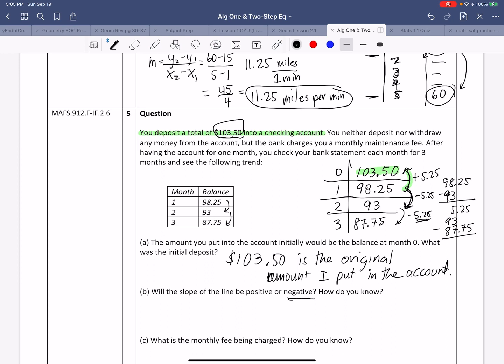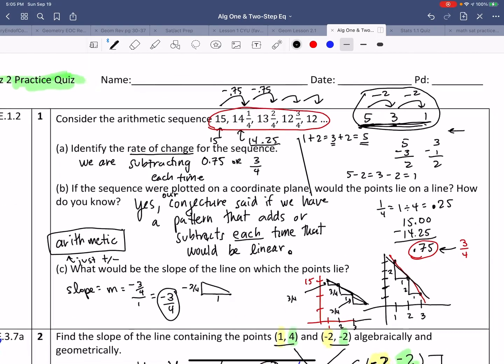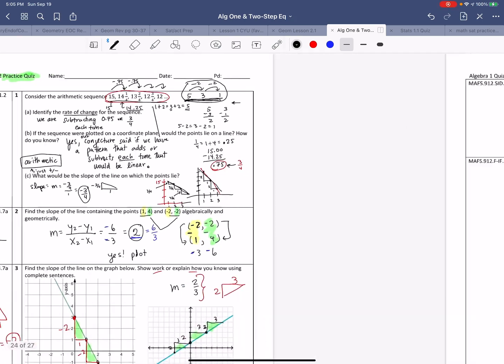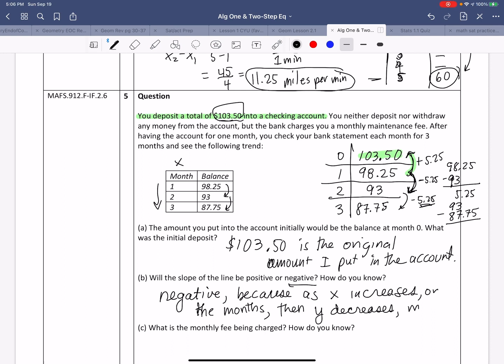Will the slope of the line be positive or negative? Negative. We noticed here in this example, right? When the numbers go down, the dots go down. So we saw this number go down and that example go down. So in the same way, negative, because as x increases, notice the x value is going up, or the months. As time goes by, x increases, or the months, those stand for the same thing. Then y decreases. My money, my balance, goes down.